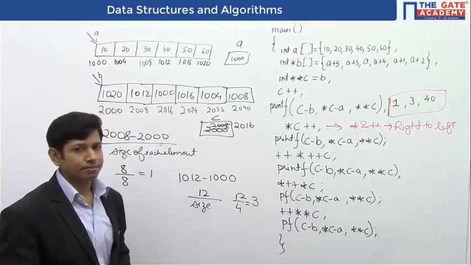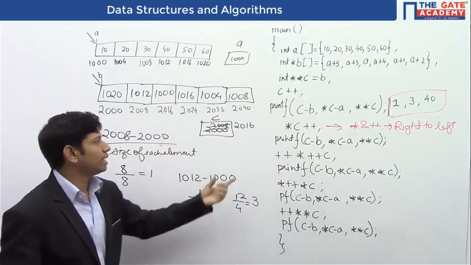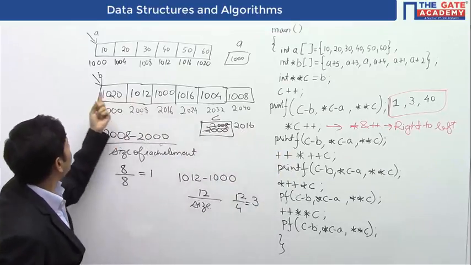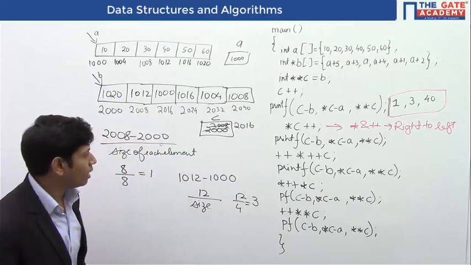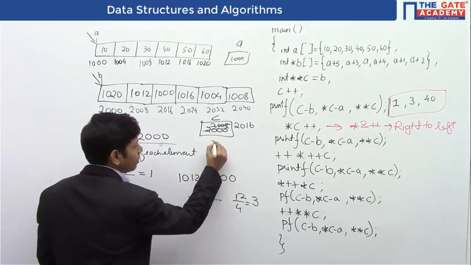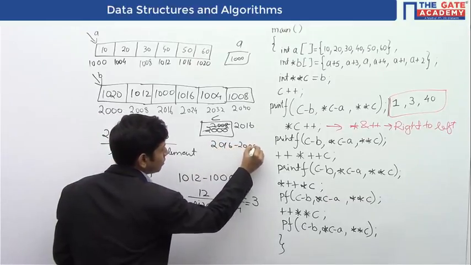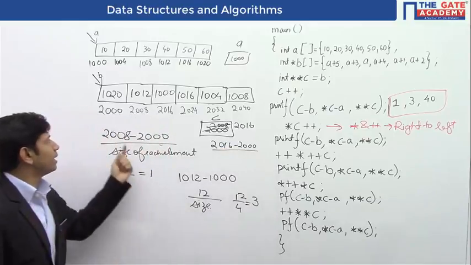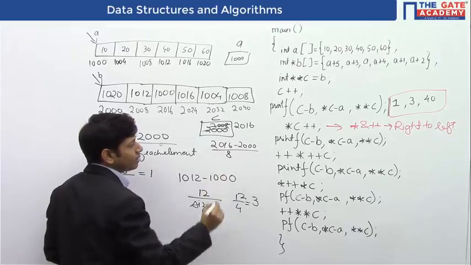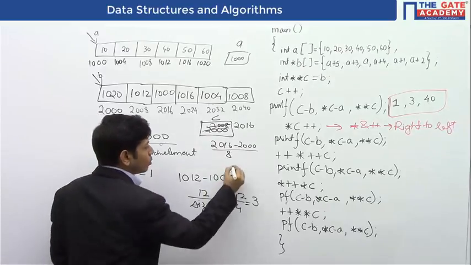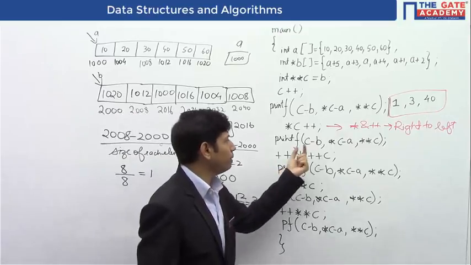Next statement. Printf C minus B. Now C has become 2016, B is 2000. So what is C minus B? It will be 2016 minus 2000 by size. And what is the size? Size is 8. So it will be 16 by 8, which is equal to 2. So this output will be 2.